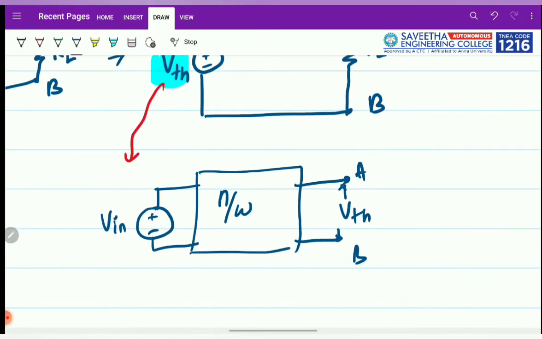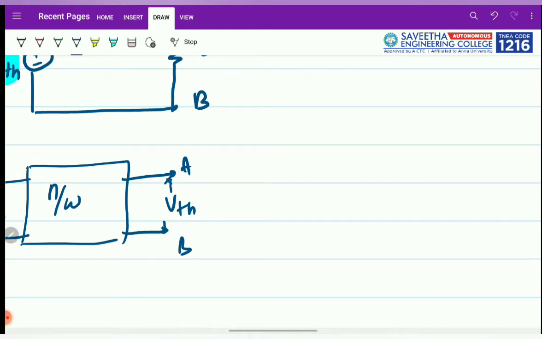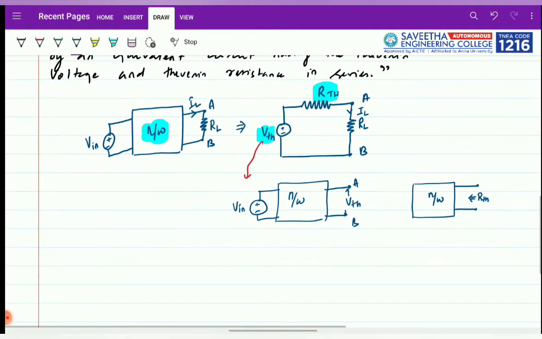Okay, you understand? This is the VTH. So we will use this circuit to find the VTH value, and in order to find the RTH value, we will use the same circuit where you will consider only the network elements, and the equivalent resistance RTH, the Thevenin equivalent resistance, will be found, which is nothing but the equivalent resistance of the network. We will not consider the load resistance in that case. Alright, so it is very simple.